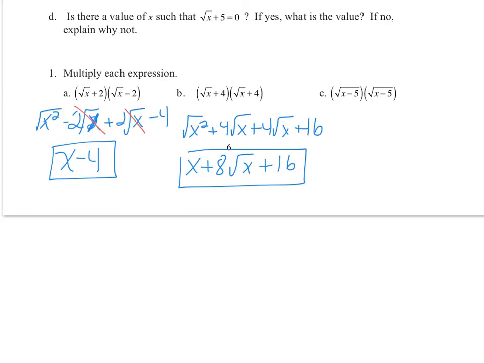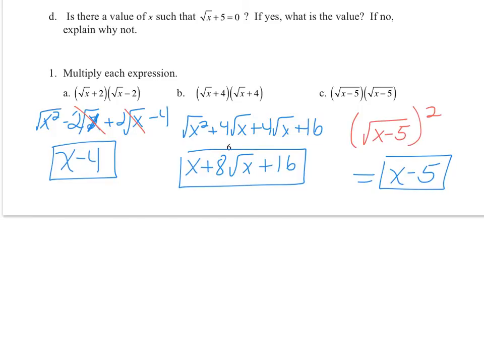It looks like the radical in letter C is being multiplied by itself. Oh, it's being multiplied by itself, so actually it's being squared. And what do you know about squaring and square root? You're right, they cancel each other out. So my answer is just x minus 5. So again, when you multiply a radical by itself, it actually undoes the radical.